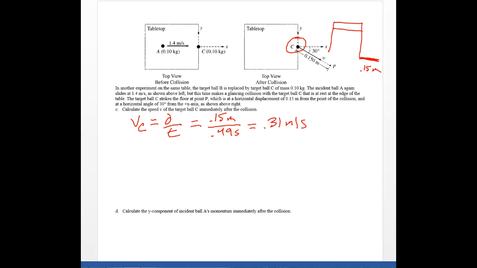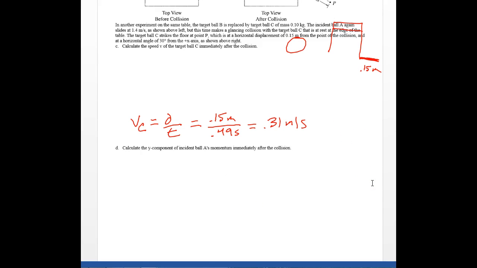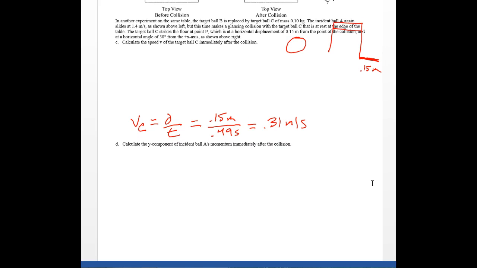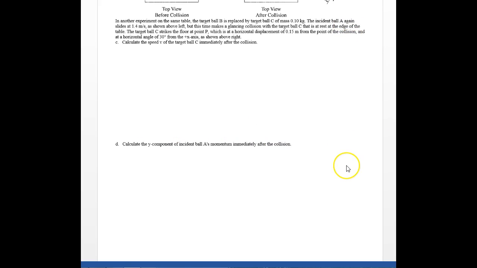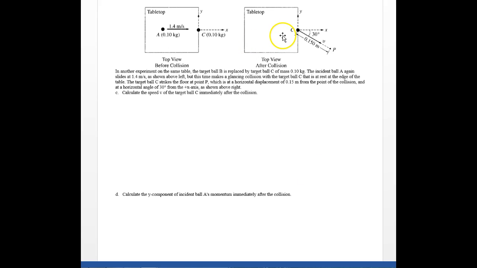The last part that they want us to do is find out what is the y component of the incident ball's momentum immediately after the collision. And so they make it easy for us by labeling what's x and y. So you'll notice that the x direction would be directly off the right side of the table and the y direction would be up. So they want to figure out where does that A ball go.